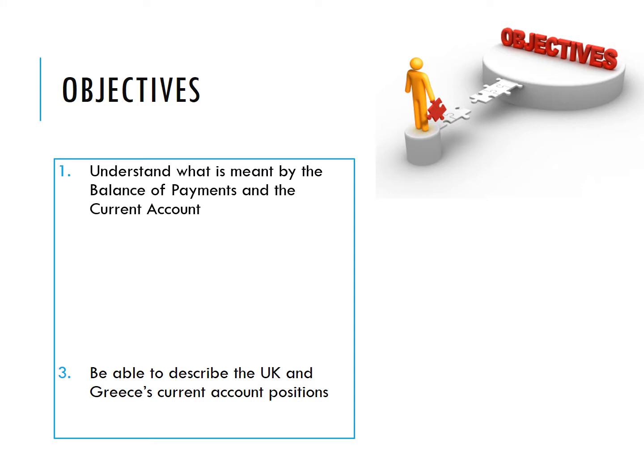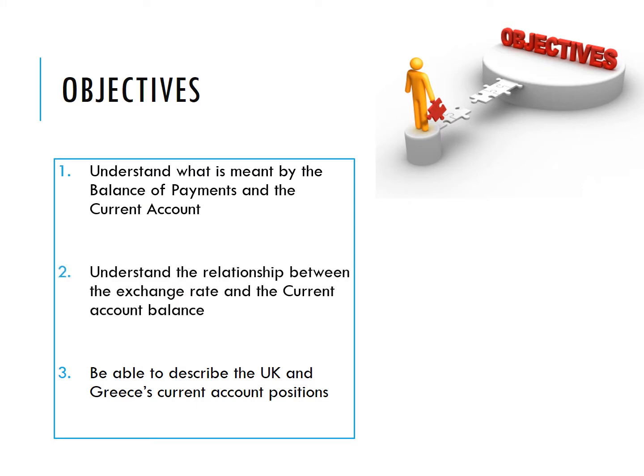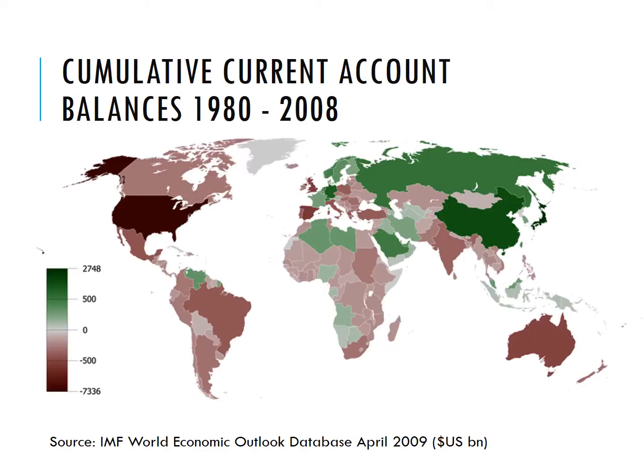So we looked at the current account and the balance of payments. We've looked at the relationship just now between the exchange rate and the current account balance. The final thing is to have a look at the UK's current account position. And as given away there, the UK has a deficit on the current account. And the UK is not alone in that.